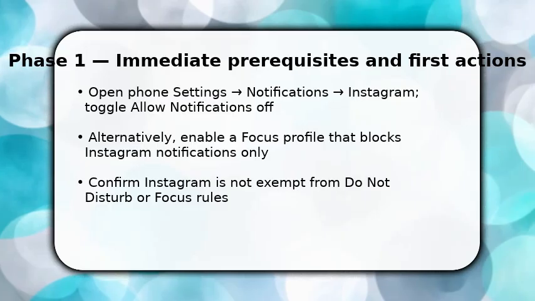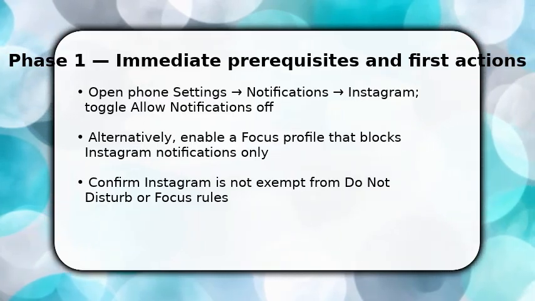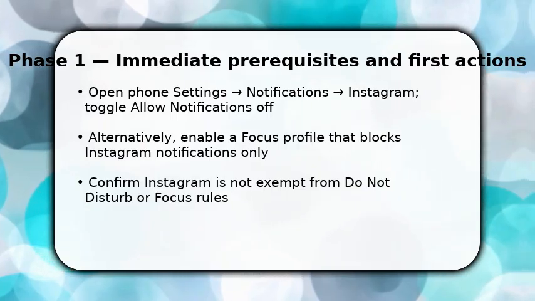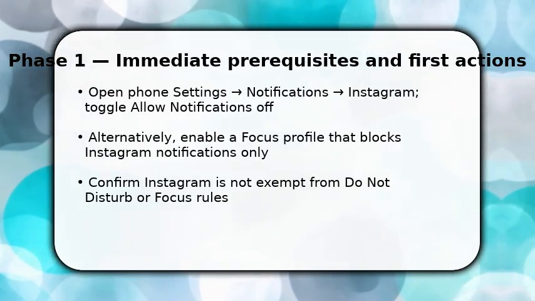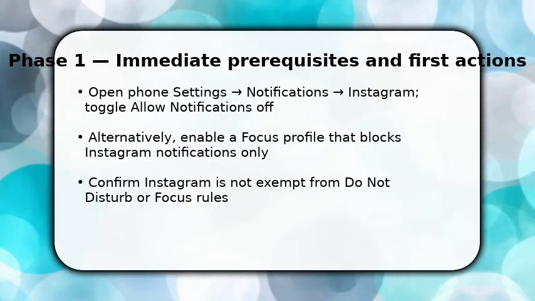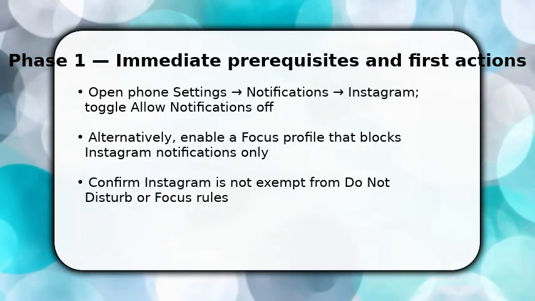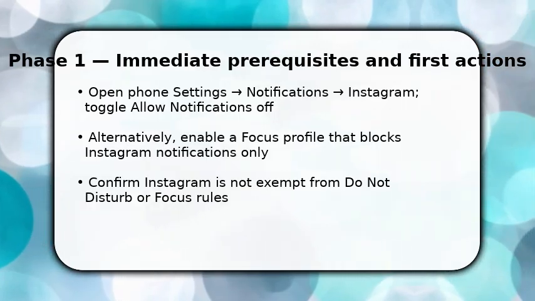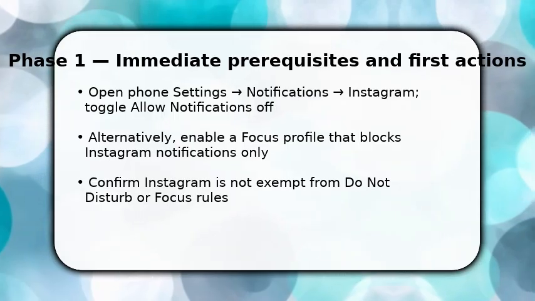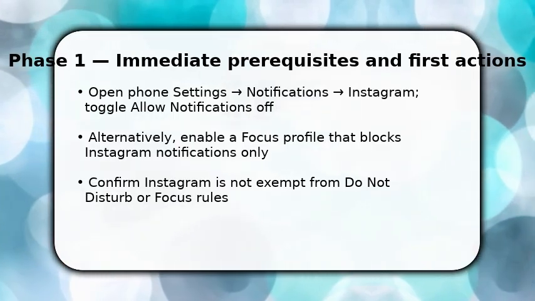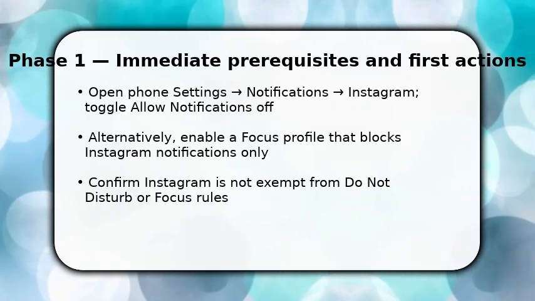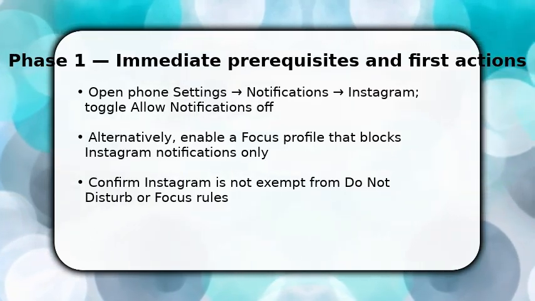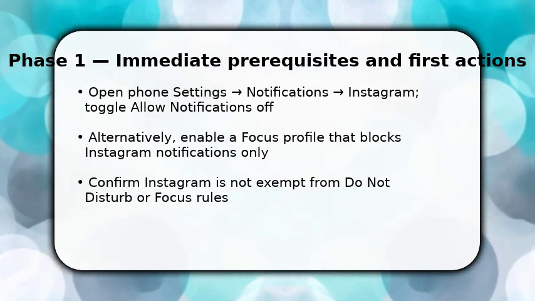You start by stopping Instagram at the system level, because the only reliable way to silence it is via phone or app notification settings. Go straight to Settings, find Notifications, then Instagram, turn Allow Notifications off. Once done, create or enable a focus profile that blocks Instagram specifically so other apps stay active. Make sure Instagram isn't marked as an exception to Do Not Disturb, otherwise alerts will still come through. This prevents banners, sounds, and badges immediately.